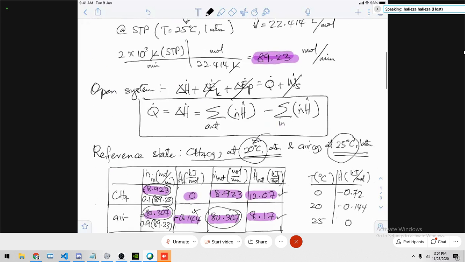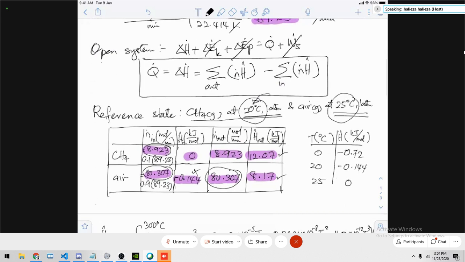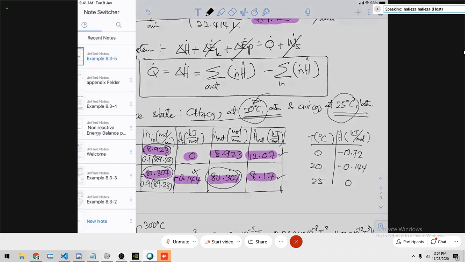But I need to point out, whenever you have a component listed in the appendix where the enthalpy is given, try to use that appendix to solve the problem. It will save you lots and lots of time instead of integrating. Any questions? No questions? Okay, good. I hope everybody understands it.